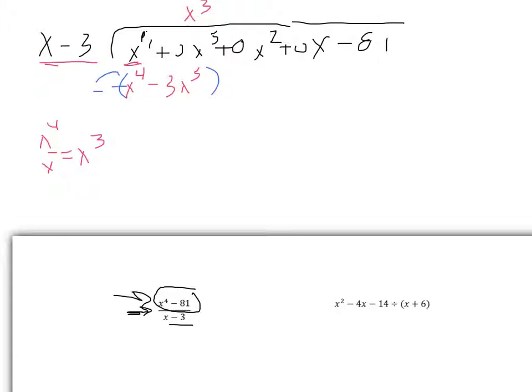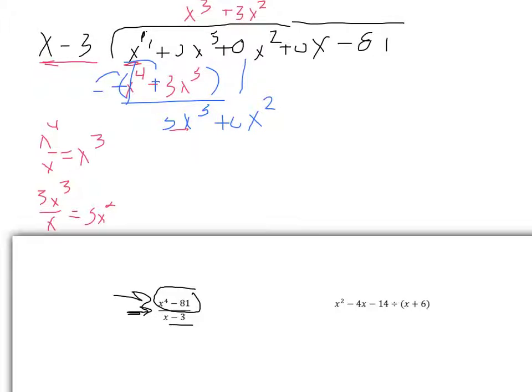This goes in here, making this negative. This goes in here, making that positive. So these cancel. 3x cubed. And then we bring down our 0x squared, and we go through another iteration of this. So we're dividing this first term by the first term. So if I have 3x cubed divided by x, that's going to give us a 3x squared. So plus 3x squared. So we divide.